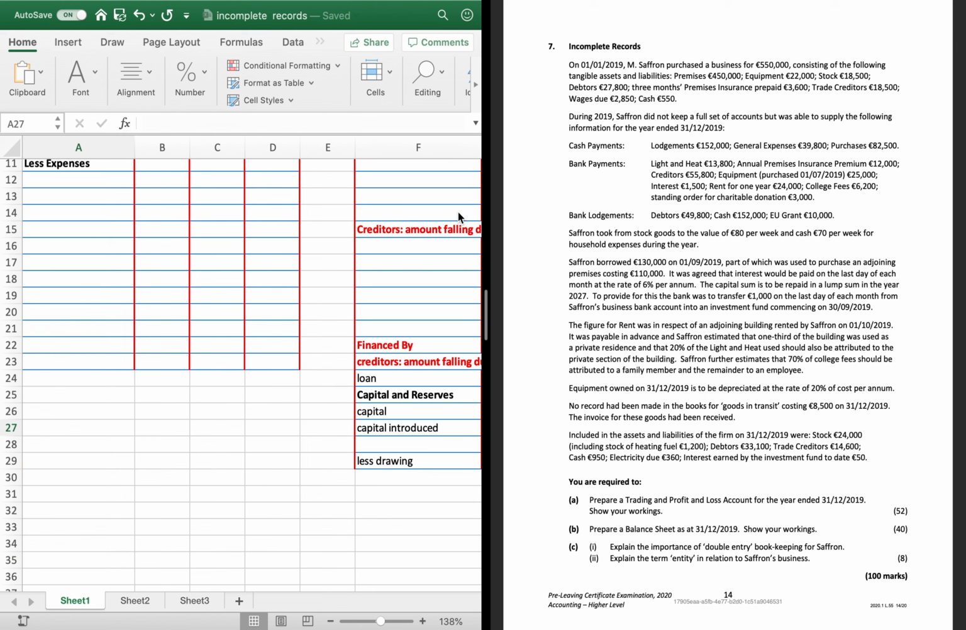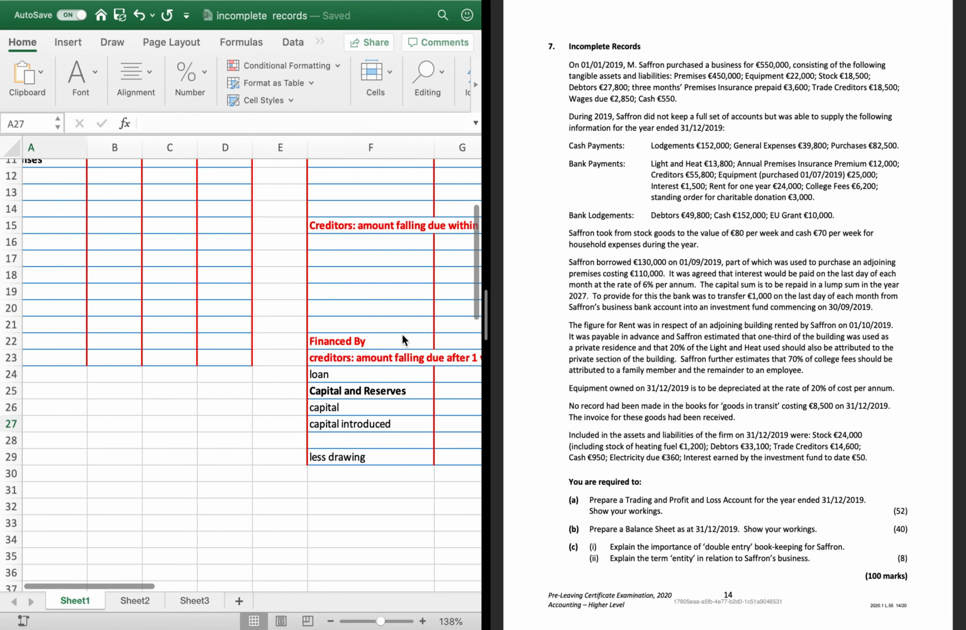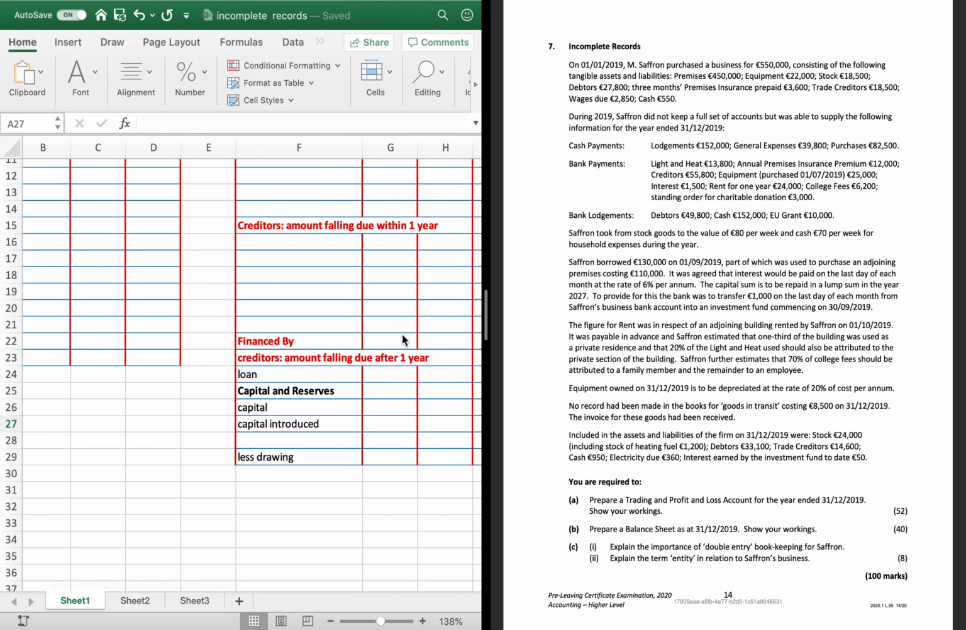2020 incomplete record from your mock, from the DEB mock. So we'll just work through it as we would. A couple of things to put in from the start. It says on the 1st of the 1st, Safron purchased the business for 550. So that's the capital at start.